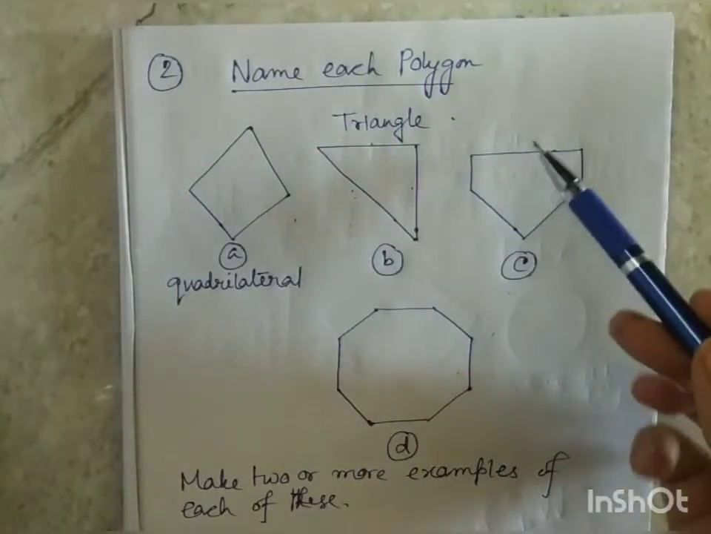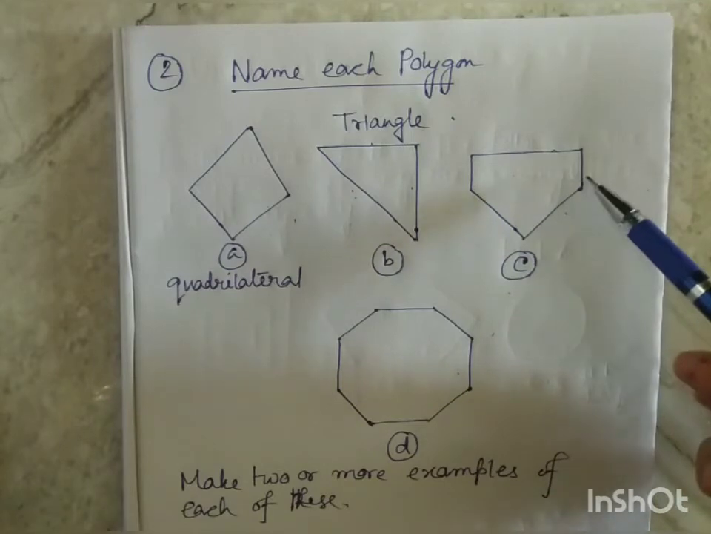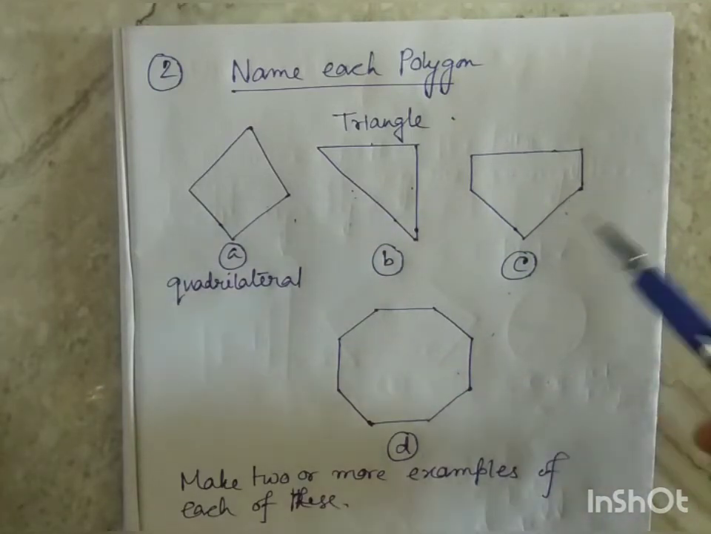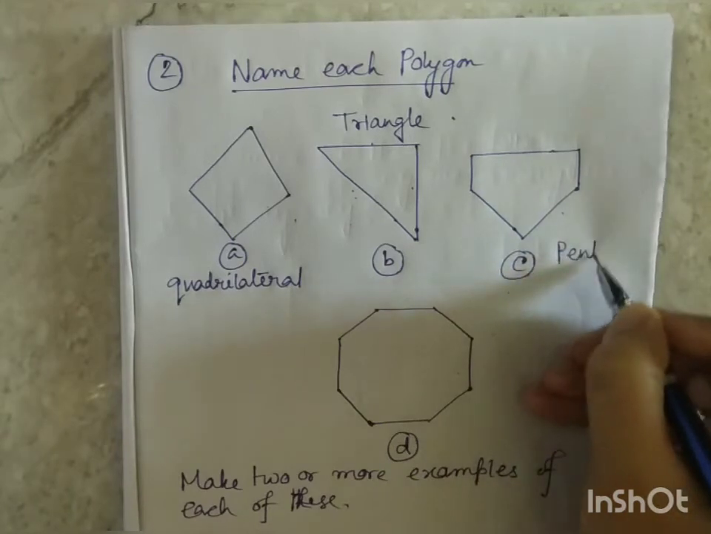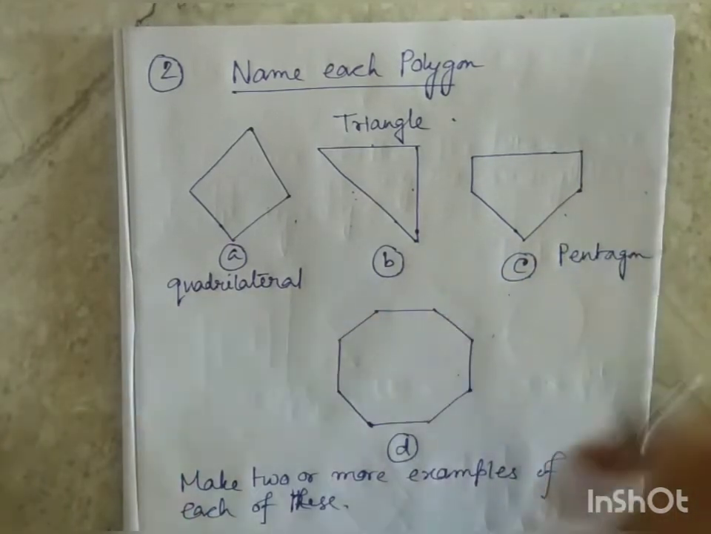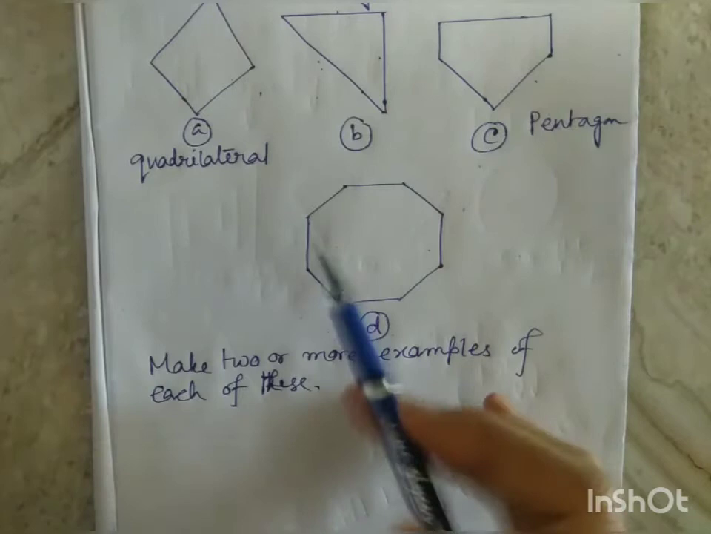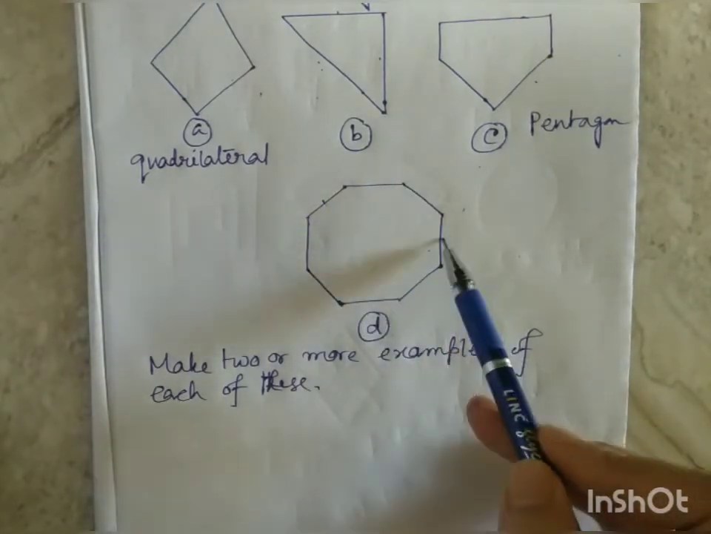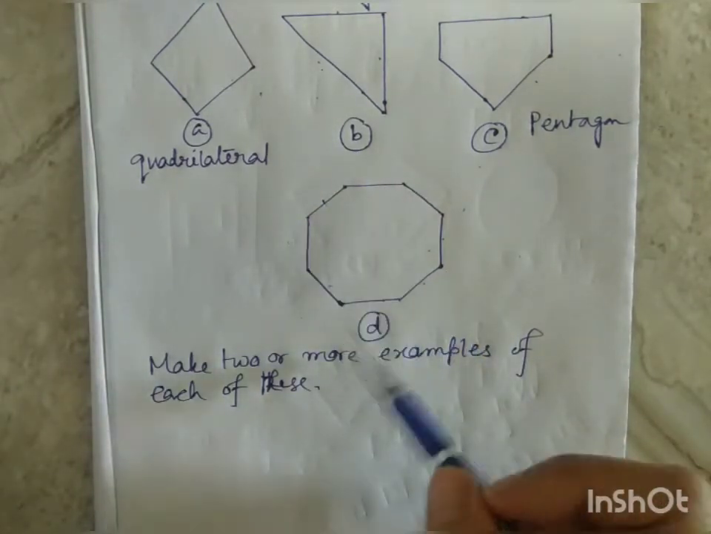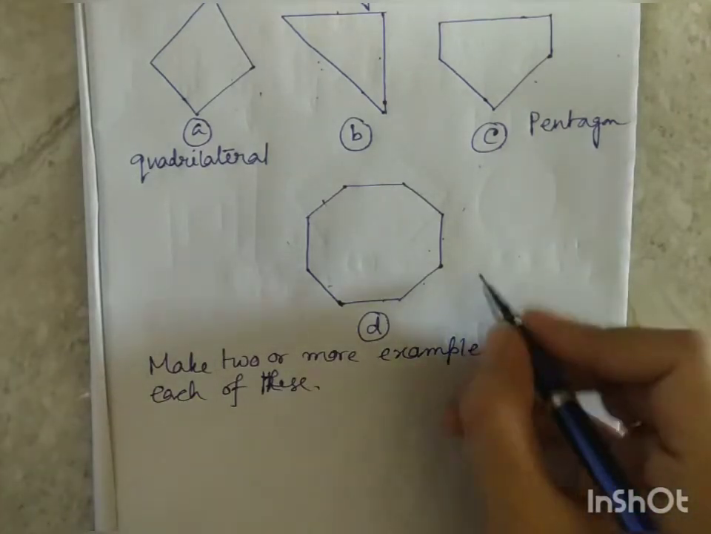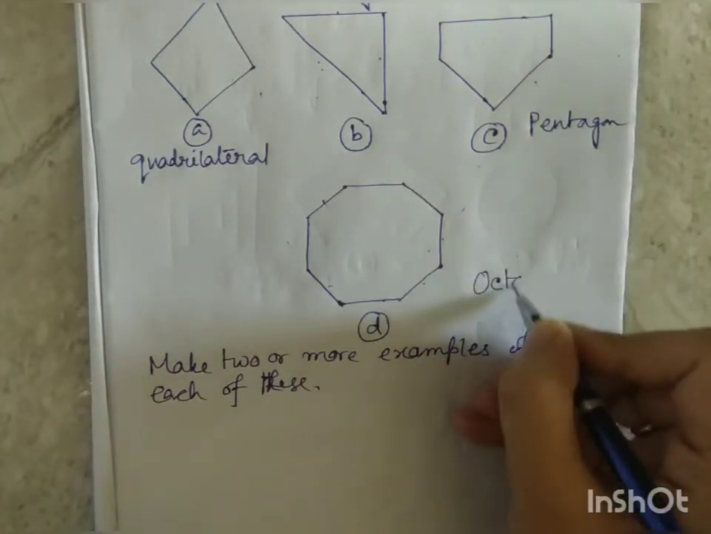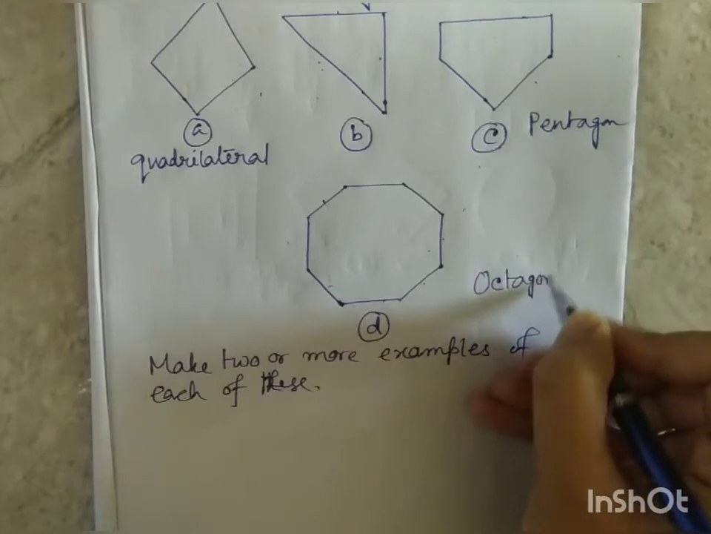Let's count for this. 1, 2, 3, 4 and 5. This polygon has 5 line segments, so it will be called a pentagon. Okay. Now for this one, 1, 2, 3, 4, 5, 6, 7, 8. So 8 line segments are there for making this polygon. So this polygon will be called an octagon.